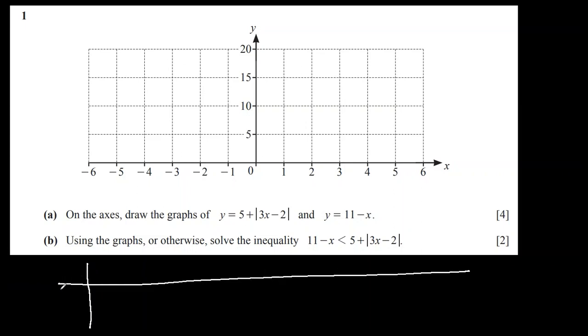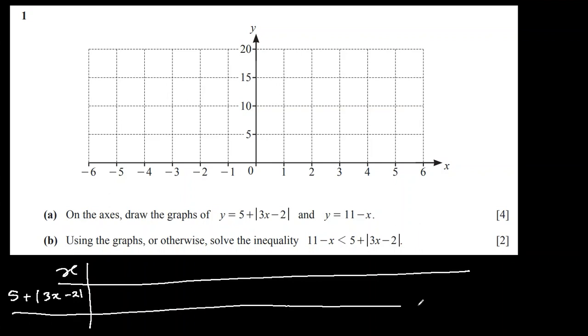So draw a table, write x here, then write one of the functions here, 5 plus absolute 3x minus 2, which is actually the y value. Can you see y equal to this? I wrote y here, but because I have x here, I will substitute x in this one. Second, I will write the second graph: 11 minus x, the y value. Now I will substitute x into both of them one by one, from minus 6 till positive 6. So let me write all the x values here.